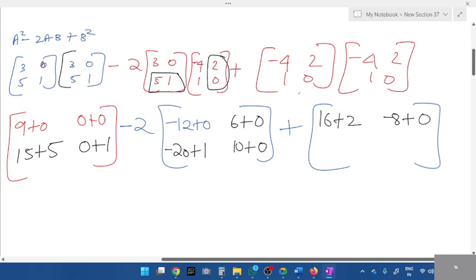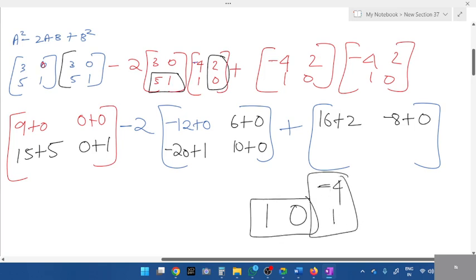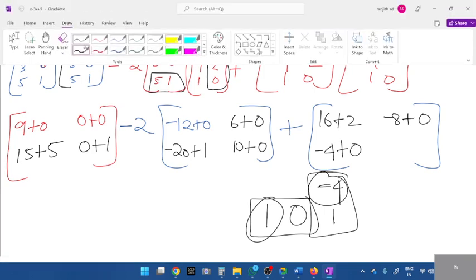Plus 0. Tell me the next, which two I have to take, students? Tell me next, which two I have to take? What is row 2? 1, 0. Next, what is the first column? Minus 4 and 1. Yeah, write it like this, students. Write it in working column. Tell me the first element. Minus 4 into 1 is minus 4. What is 0 into 1? Plus 0.